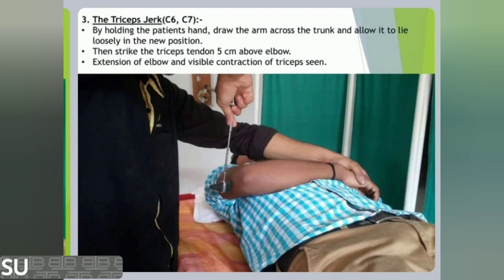The third reflex is triceps jerk. Its root value is C6, C7. By holding the patient's hand, draw the arm across the trunk and allow it to hang loosely in the new position. Then strike the triceps tendon 5 cm above the elbow. Extension of elbow will exhibit triceps jerk and visible contraction of triceps will be seen.